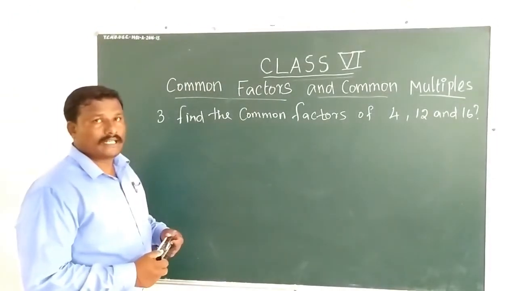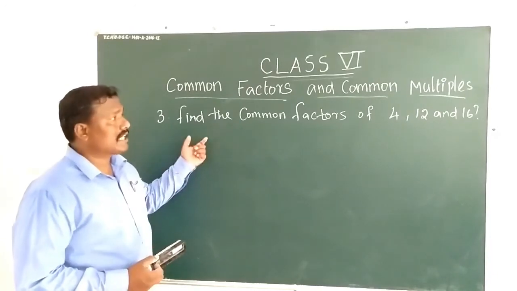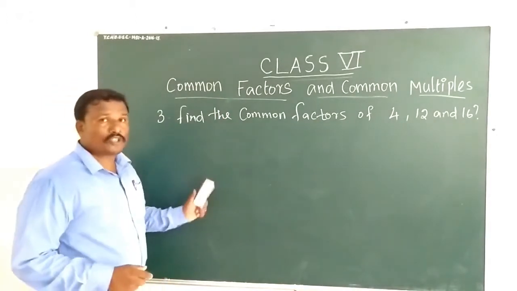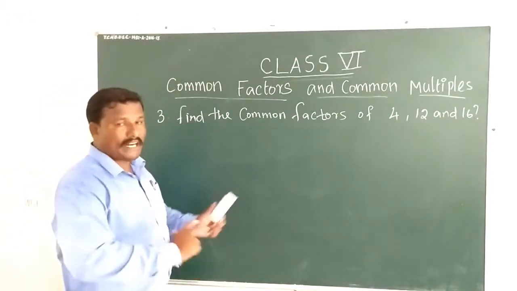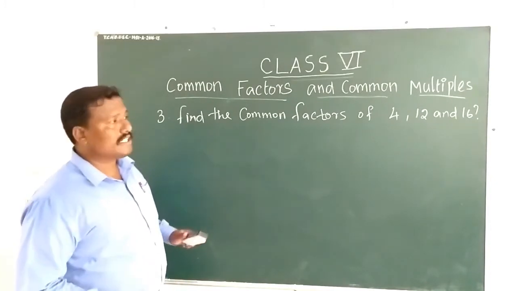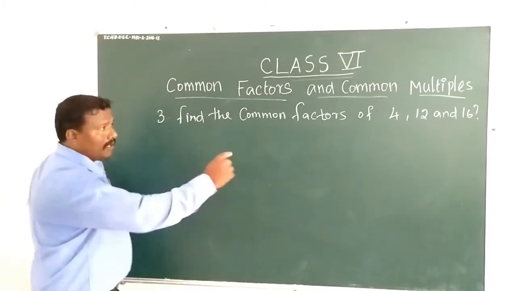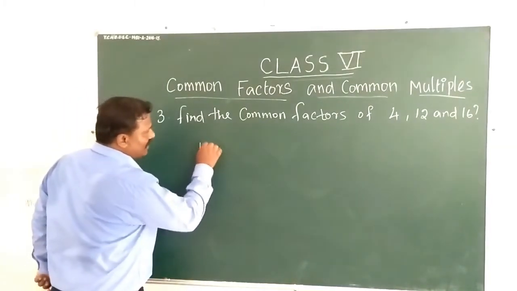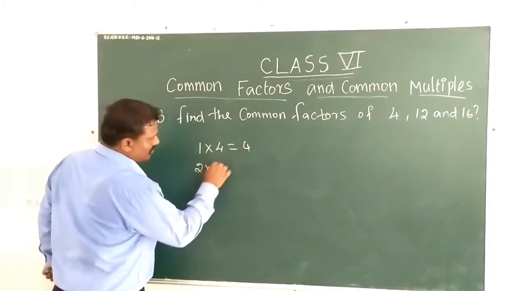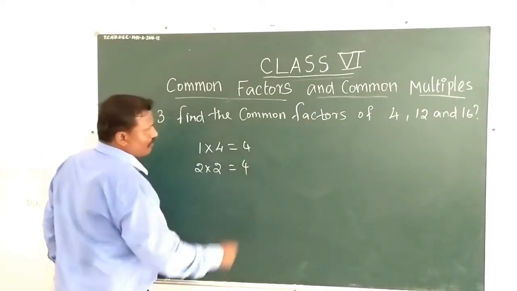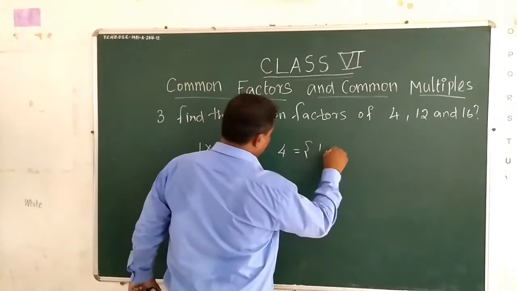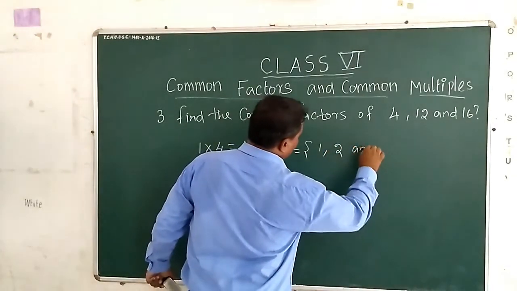Okay, students. Let me find the common factors of 4, 12 and 16. Before, we did two numbers, a pair of numbers. Now we are going to find the common factors of 3 numbers. So first I am going to find the factors of 4. Already we know, because many times I told you, 1 4 is 4, 2 2s are 4. So the factors of 4 are 1, 2 and 4.